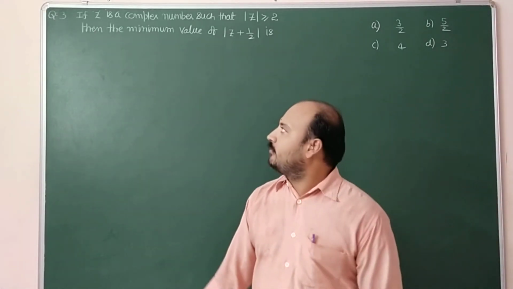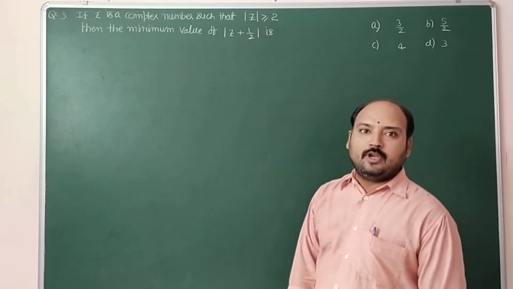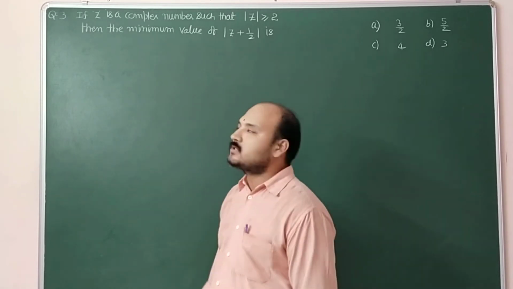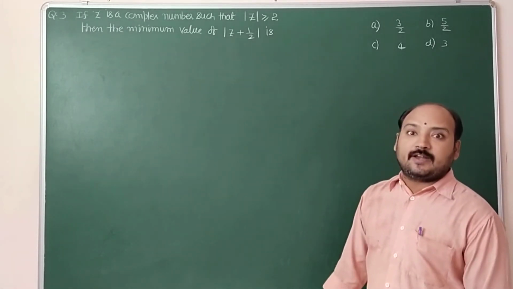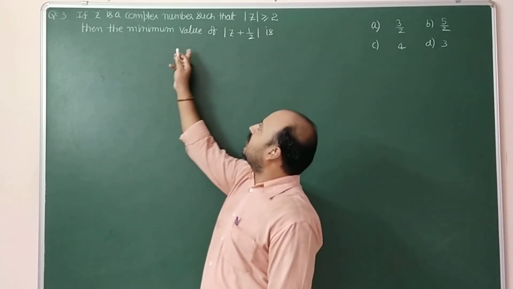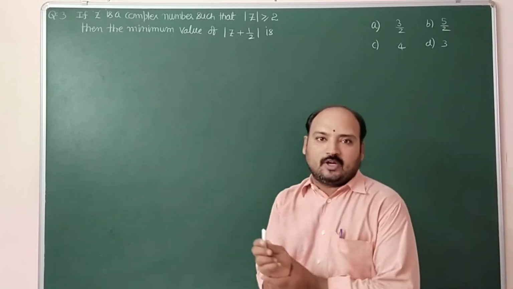The next question. This is a very important model. We will use some inequalities in complex numbers. If z is a complex number such that mod z is greater than or equal to 2, then the minimum value of mod z plus 1 by 2 is what they are asking.